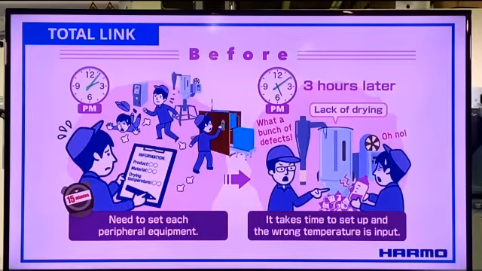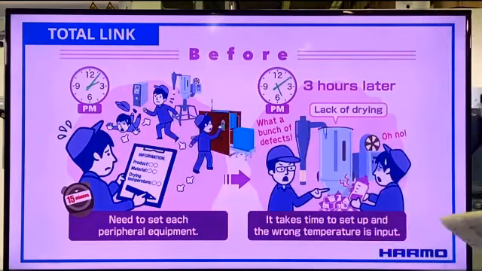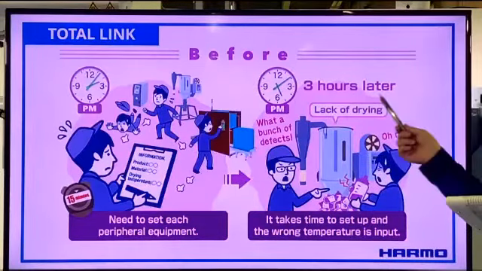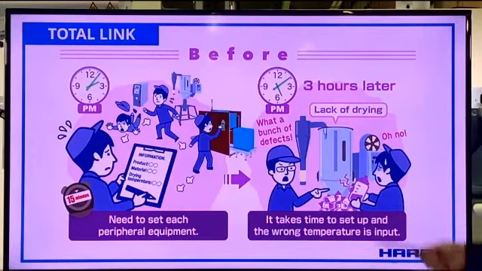Next, the problem happening when changing the mold. The operator needs to set each peripheral equipment such as box filling system, dryer, and mold temperature controller. 3 hours later, a lot of defects are found. This is because of a lack of drying. Keep the wrong temperature at settings. This could happen in the production site.